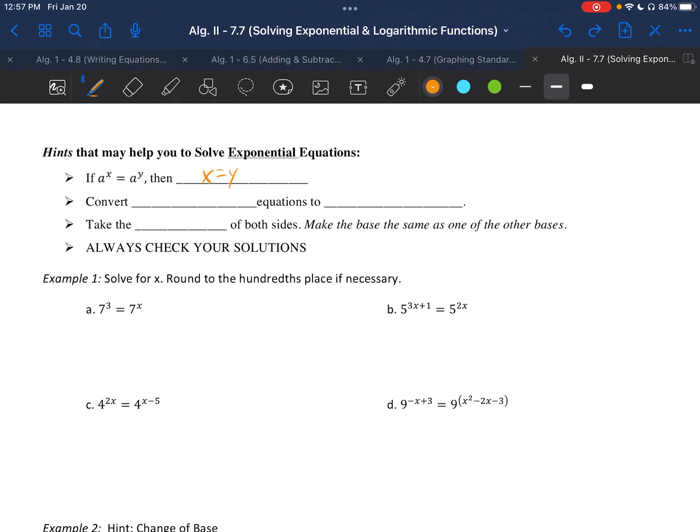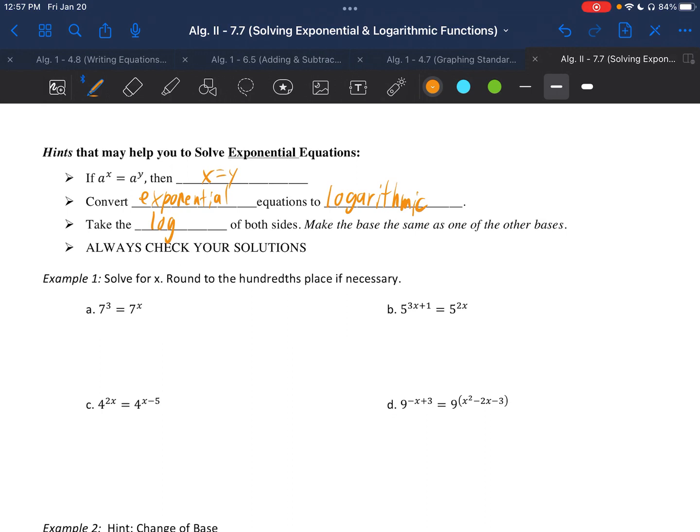The second tip is converting exponential equations to logarithmic equations. And then the other one is to take the log of both sides, make the base the same as one of the other bases. We'll talk about that. And it's good to always check your solutions.